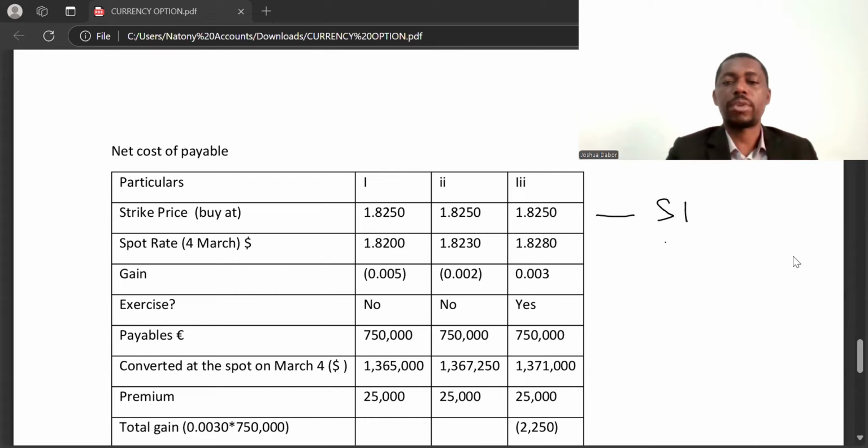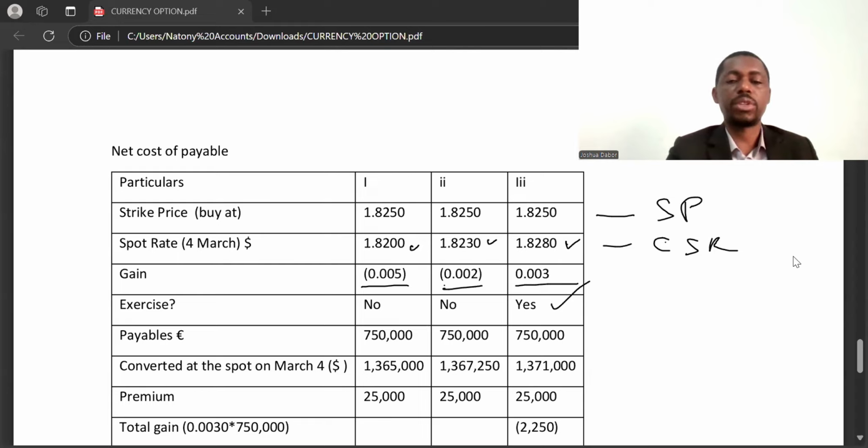So this is the strike price, and this is the closing spot rate. At this amount, we said the company will be making a loss, so the company will not exercise. At this amount, the company will also be making a loss. For this amount, the company will be making a profit. Therefore, the company should exercise.